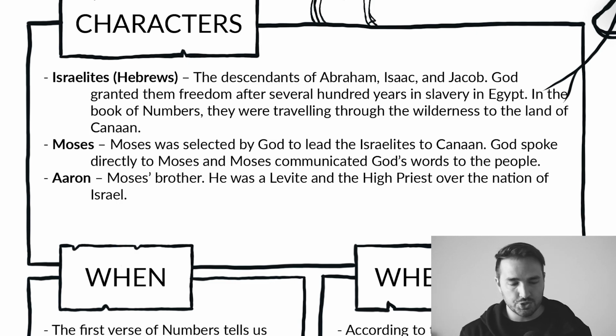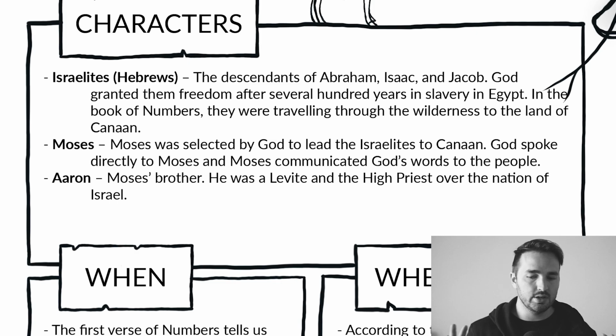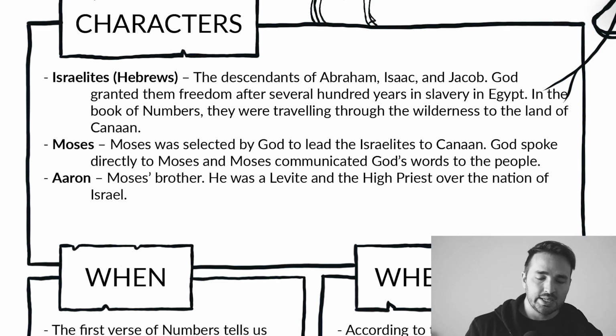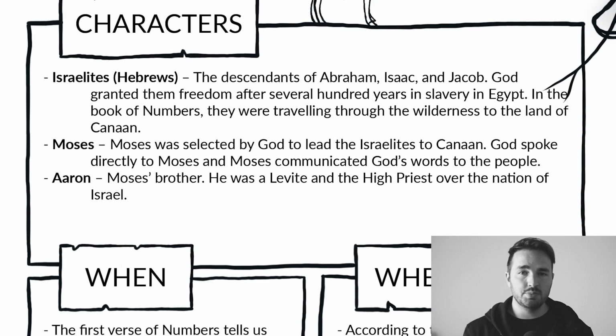Next up, Moses. Moses was God's selected man to lead the Israelites out of Egypt and to lead them to Canaan, or the Promised Land. God spoke directly to Moses and gave him his instructions and his laws, and then Moses would communicate God's words to the people, so he was kind of like a liaison. And then our last main character in this chapter is Aaron. Aaron was Moses' brother. He was from the tribe of Levi, as was Moses, and Aaron was selected by God to be the high priest of all of the Israelites.